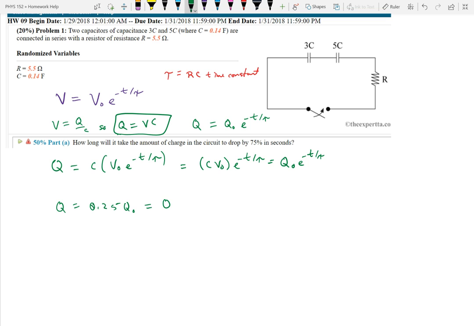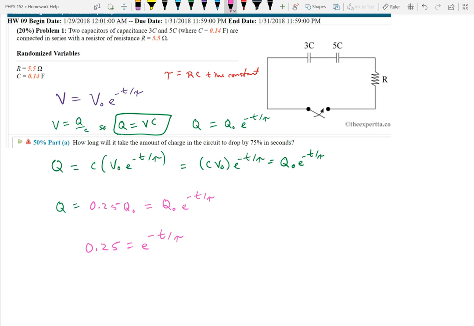And that's going to be equal to Q initial e to the minus T over tau. Well, I can just look at the two things on the right. Let me change the color so we see what I'm working with here. I could cancel the Q initials in those, and I would have 0.25 equals e to the minus T over tau.